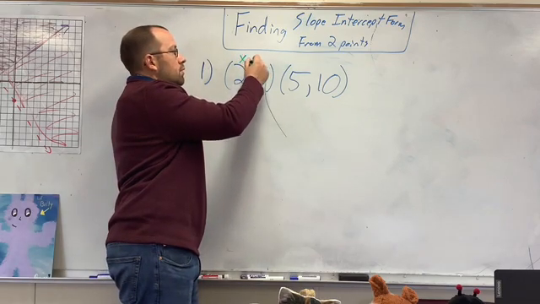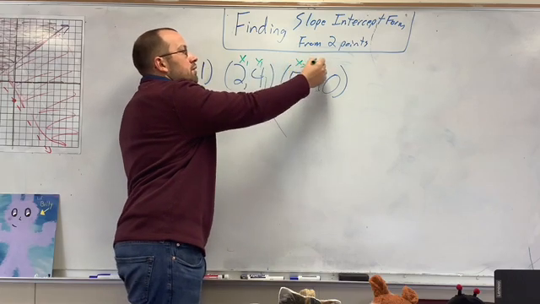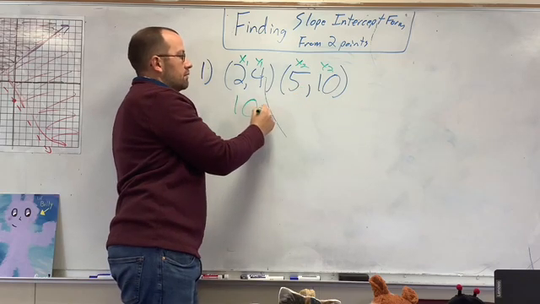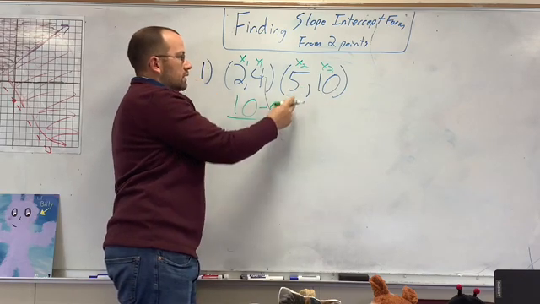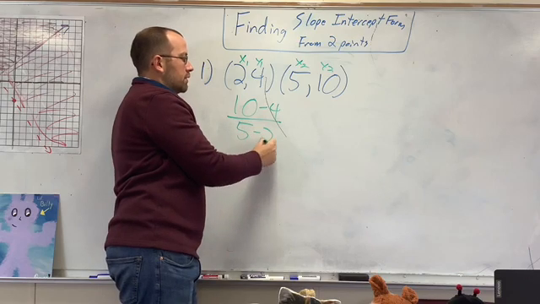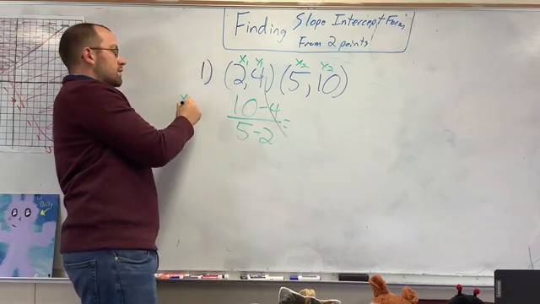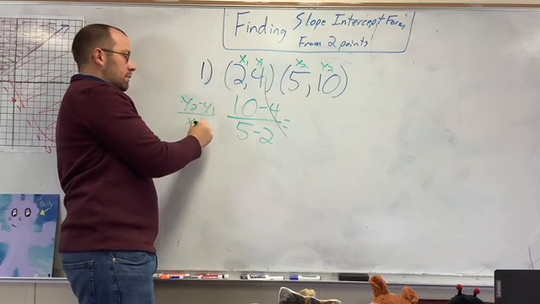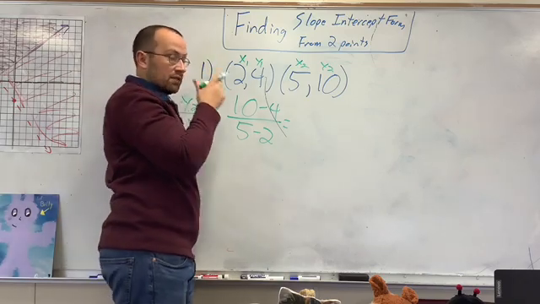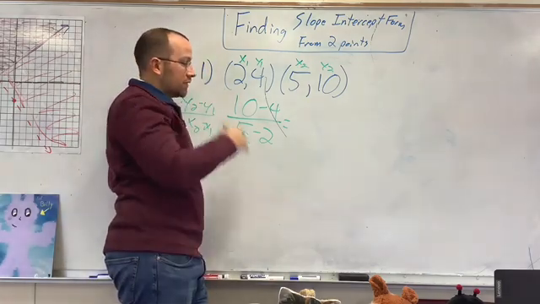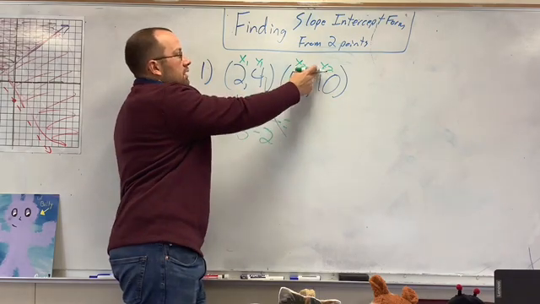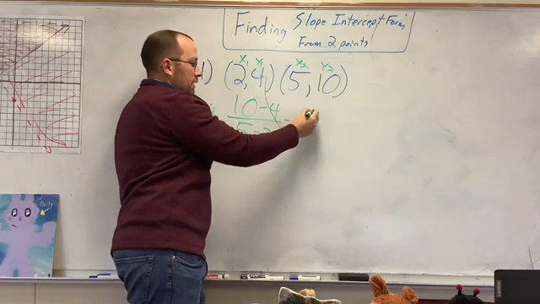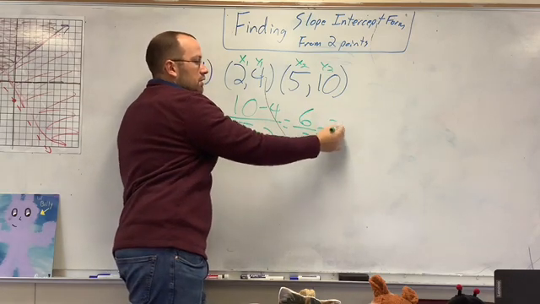So x1, y1, x2, y2. So I plug this in. So I get 10 minus 4 and 5 minus 2. Because the slope formula is, of course, y2 minus y1 over x2 minus x1. If you don't know how to find slope, I have a video just dedicated to finding slope. So 10, that's my y2, that's my y1, x2, x1. Gives me 6 over 3, which is 2.